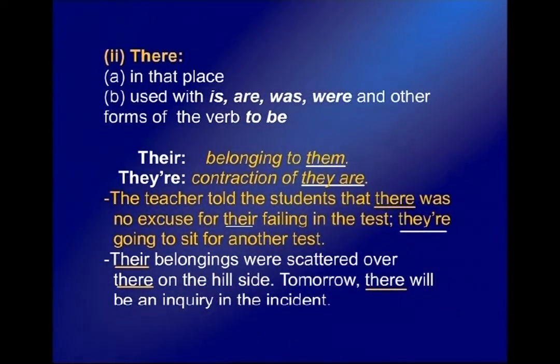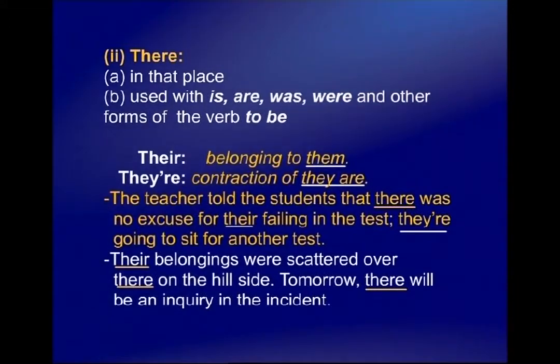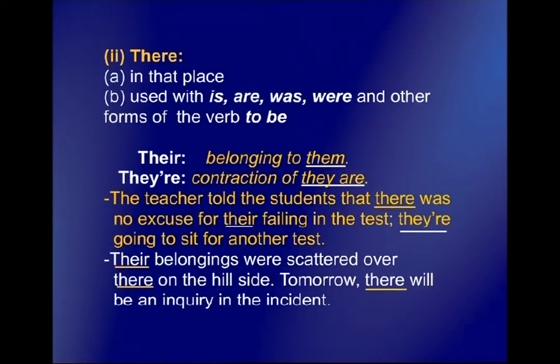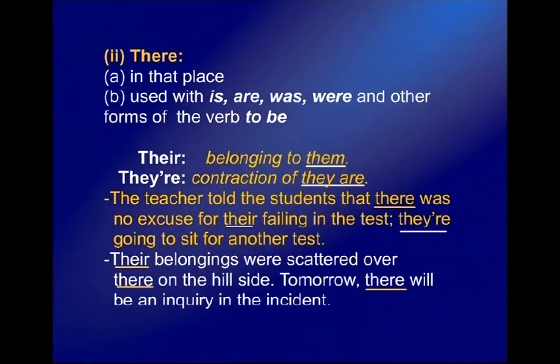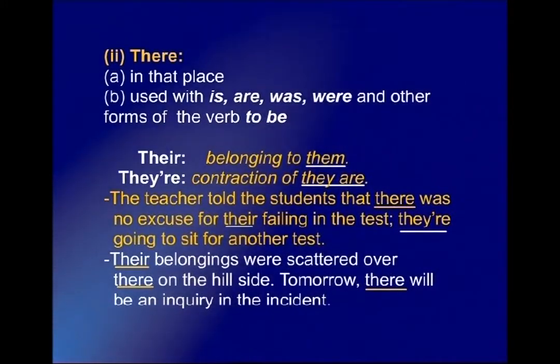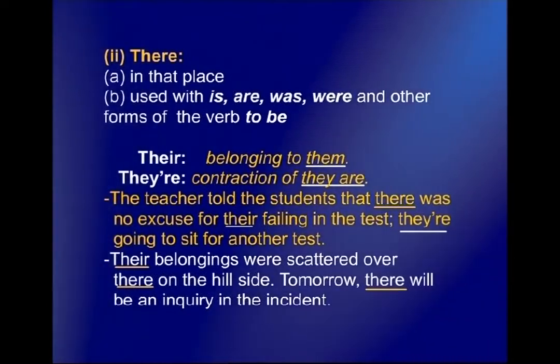Them. And there is a third one. Over here, there are three forms of this word. There, T-H-E-R-E, their spelt T-H-E-I-R, and the third one, which is they're, T-H-E-Y apostrophe R-E, which is a contraction of two words, they are. Now look at these sentences. The teacher told the students that there was no excuse for their failing in the test. They are going to sit for another test. The first there, T-H-E-R-E. The second, their, T-H-E-I-R. And the third one is a contraction of the words they are. They are going to sit for another test.